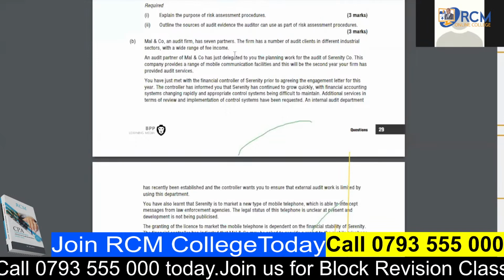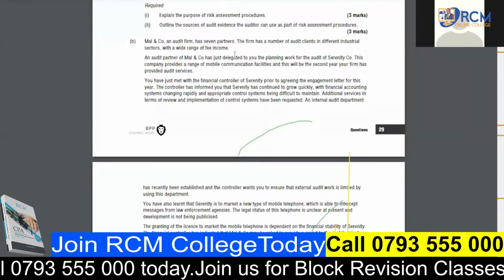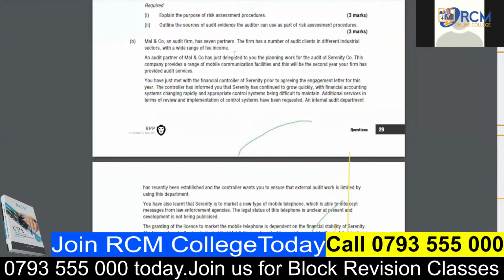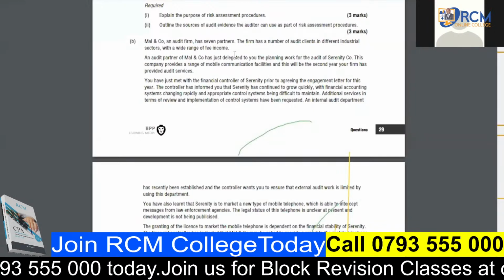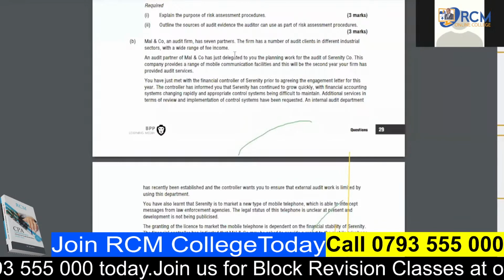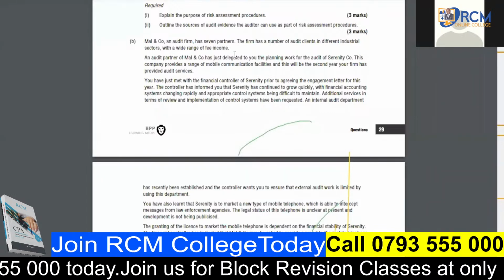The controller has informed you that Serenity has continued to grow quickly, with financial accounting systems changing rapidly and appropriate control systems being difficult to maintain. Additional services in terms of review and implementation of control systems have been requested. An internal audit department has recently been established, and the controller wants you to ensure that the external audit work is limited by using this department. You want to direct my work.